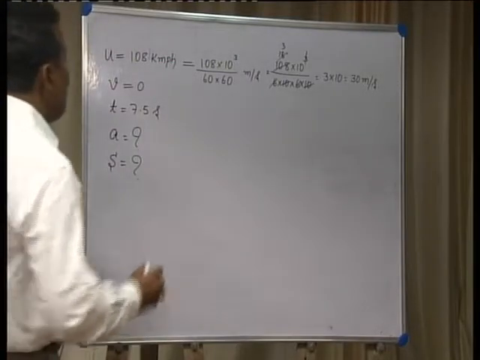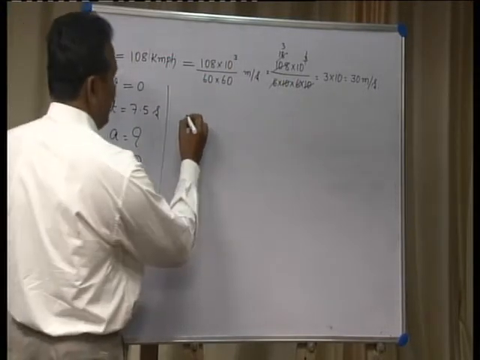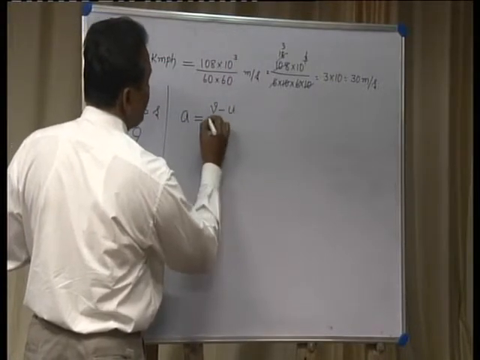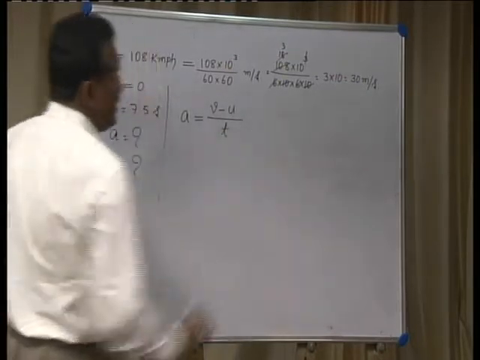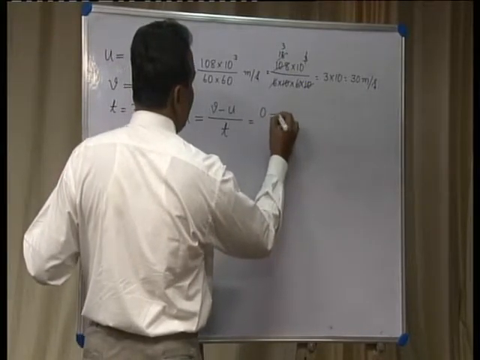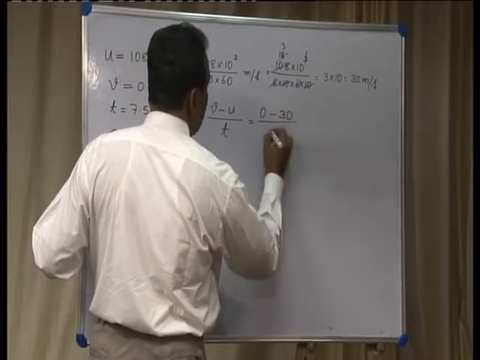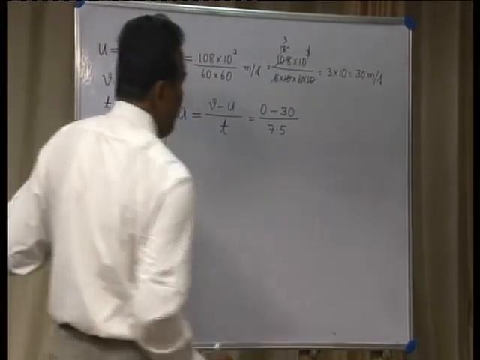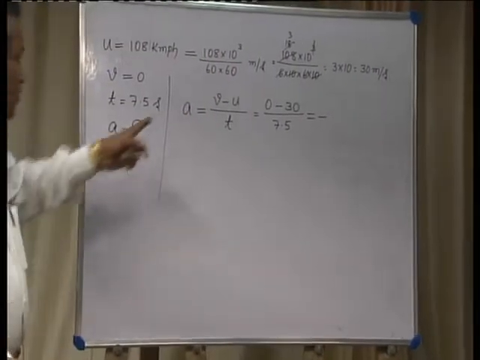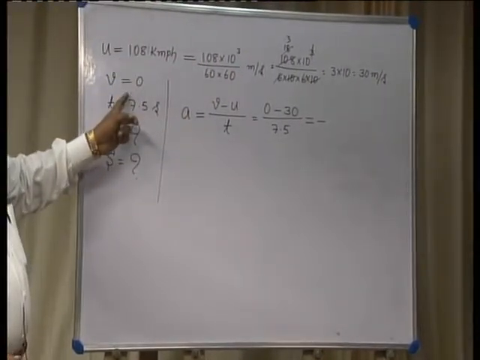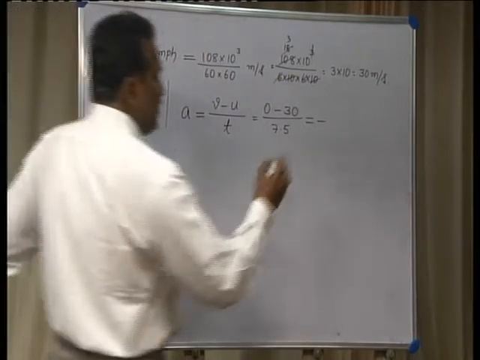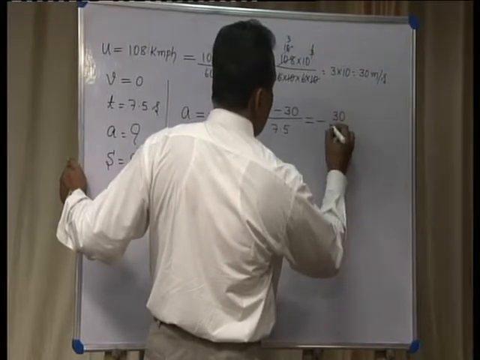Then what we want is a, the acceleration attained by the body. The basic formula to calculate the acceleration is change in velocity divided by time taken. So final velocity is 0 minus 30 divided by the time consumed, 7.5 seconds. The answer will be negative, because of the decrease in its velocity, it means it is a negative acceleration, that is a retardation. It is minus 30 in the numerator.